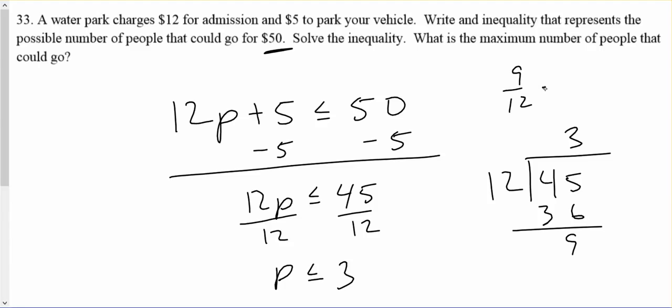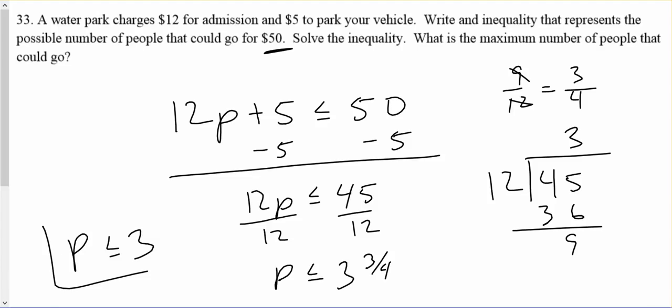9 twelfths simplifies to 3 goes into both of those. 3 goes into 9 3 times, 3 goes into 12. So 3 and 3/4, which really means we can get 3 people or less because we can't get 3/4 of a person in. So we can get less than or equal to 3 people total. Now if we had another couple dollars, if we had 3 more dollars, if we had $53, we'd be able to get in 4 people.